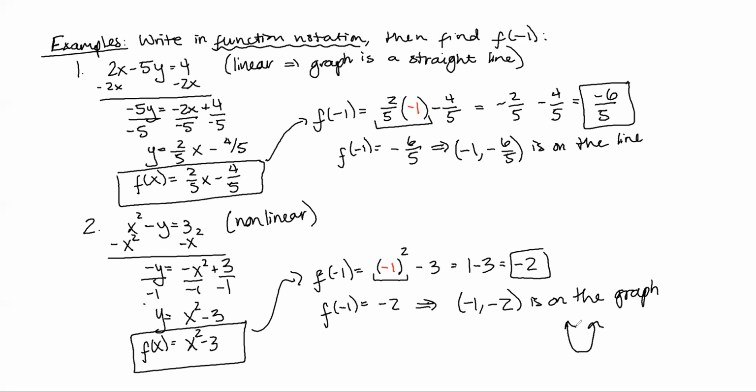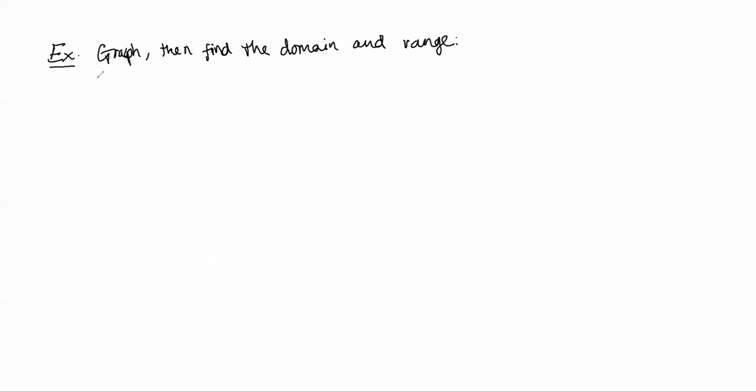Okay, couple more sets of examples here. This next example, we're going to be graphing and then finding the domain and range. So we're told to graph, then find the domain and range. And this is really similar to what we did last time in 9.1. The only difference here is that we're given an equation in function notation. So we're given f of x equals 3/4 x minus 2.